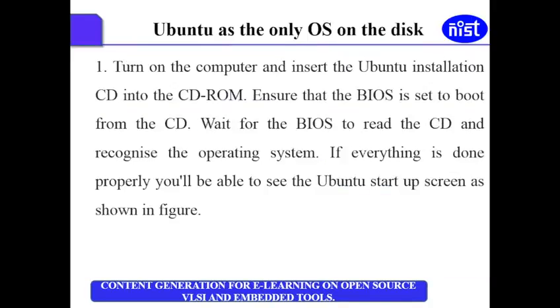So what you do is install Ubuntu as the only operating system on the disk. Turn on your computer and insert the Ubuntu installation CD into the CD-ROM. Ensure the BIOS is set to boot from the CD. You need to set the BIOS first, then you can do it. Wait for the BIOS to read the CD and recognize the operating system.